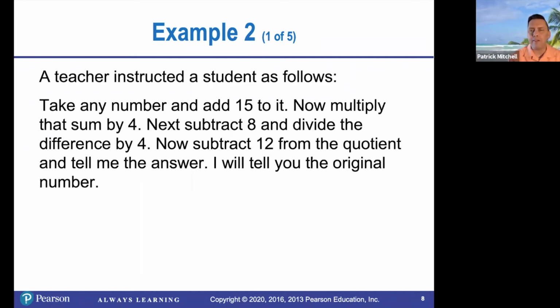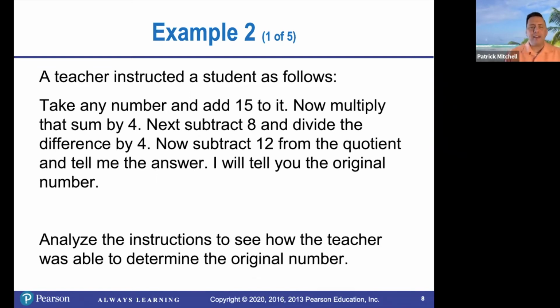So I see puzzles like this sometimes posted on social media, and they really seem like magic, right, to a lot of people. So one of the downsides, I'm sorry to say, of understanding algebra is that it makes this kind of problem maybe seem a little less magical because you understand how it works, all right? Okay, so we'll analyze the instructions to see how the teacher was able to determine the original number.